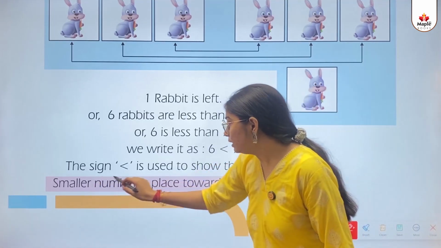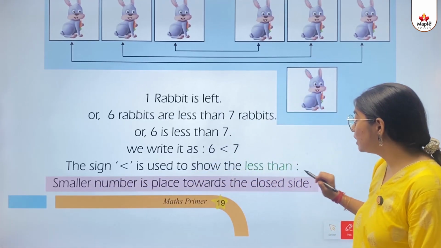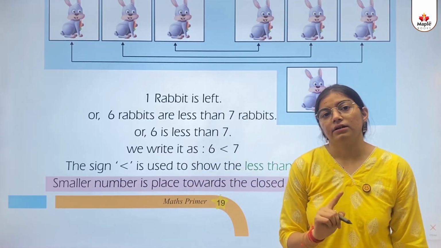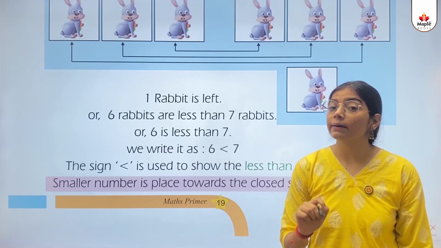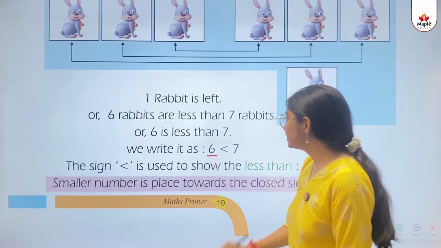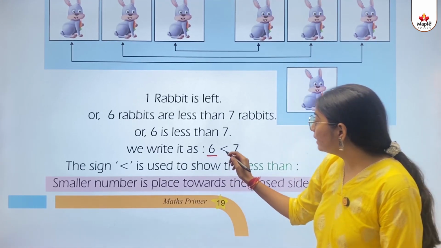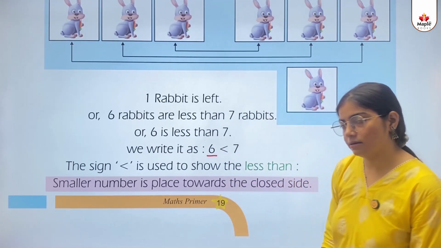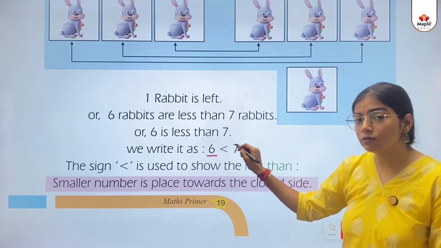Smaller number is placed towards the closed side. We need to remember smaller number is put on the close side. As you can see, 6 is smaller number and it is on the close side. And 7 is the greater one.